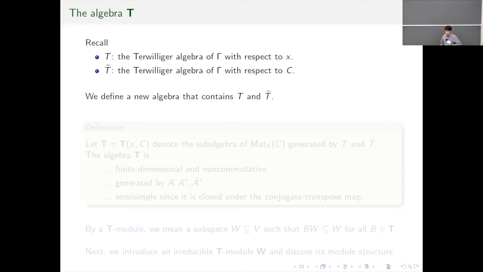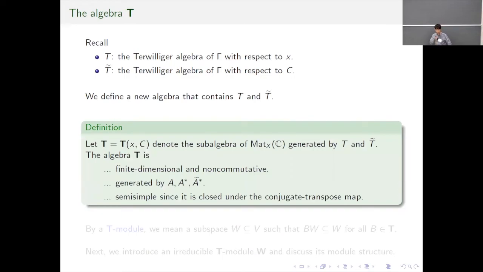Now we define the new algebra which contains T and T tilde. This is the definition. Let bold T denote the subalgebra generated by T and T tilde. This algebra bold T is finite dimensional, non-commutative, and is generated by 3 elements, A, A star, A star tilde. Also it is semi-simple because it is closed under conjugate transpose.